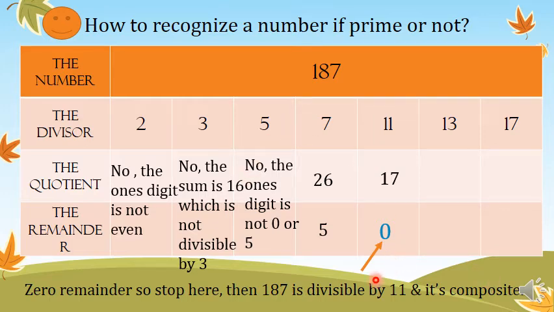So here I stop and I say 187 is not a prime number. Why? Because it is divisible by 11. So the factors of 187 are 1, 11, and 187. So it's a composite number.